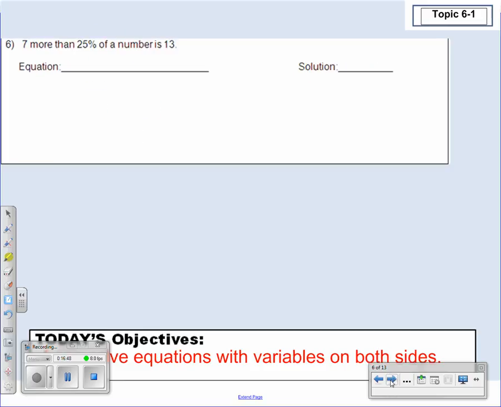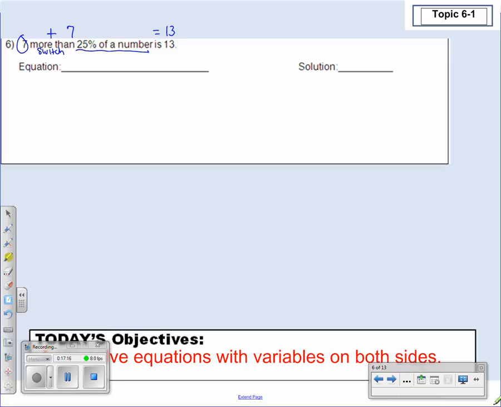Problem 6. 7 more than 25% of a number is 13. More than means plus, and it is also a switch word. That means the number that it's in front now goes to the back, and what comes after more than goes into the front. So I need to show 25% of a number because I know is equal, and we'll end up with 13.